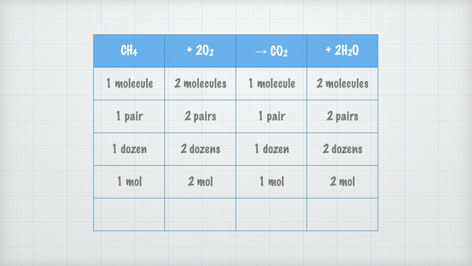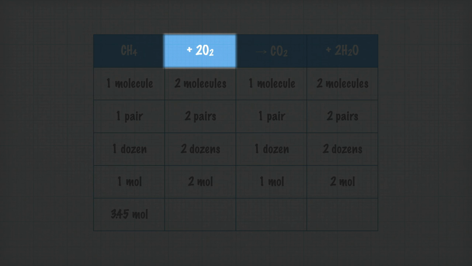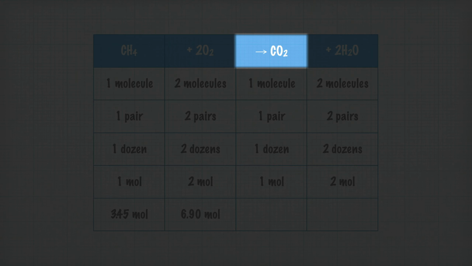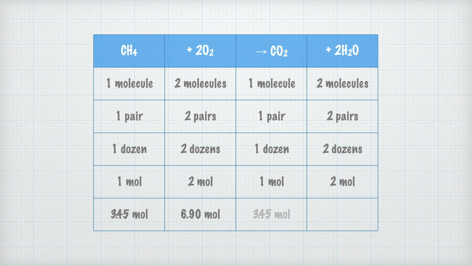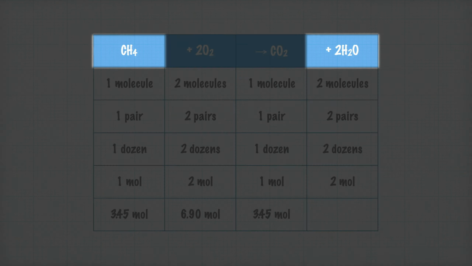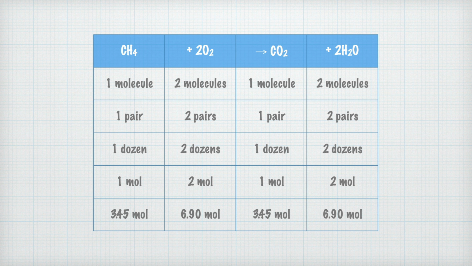Now, what happens if we, for example, have 3.45 moles of methane? Well, the relative quantities tell us that the amount of oxygen must be twice as large as the amount of methane. Thus, we need 6.90 moles of oxygen gas. How much carbon dioxide is then formed? Well, the relative quantities tell us that the amount of carbon dioxide that forms is equal to the amount of methane, which is 3.45 mole. And the amount of water is twice as large, that is 6.90 mole.